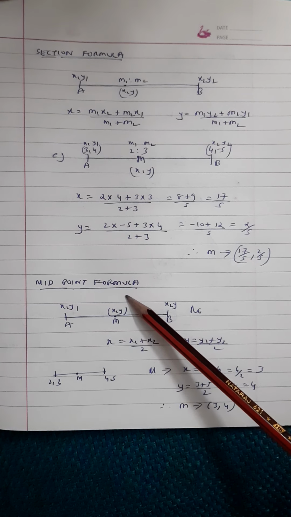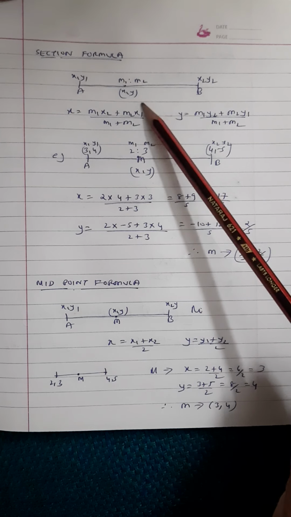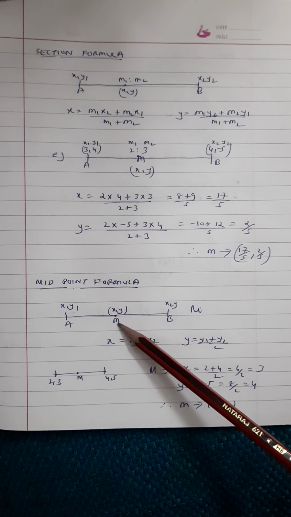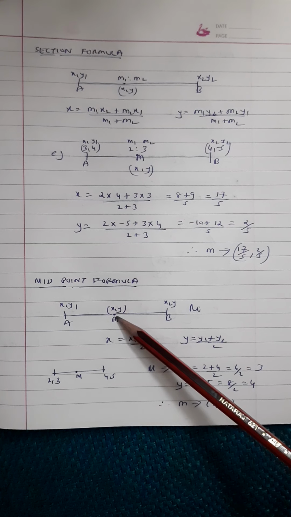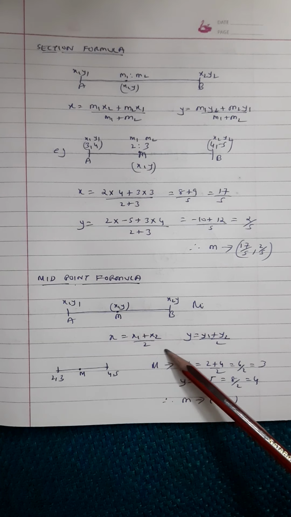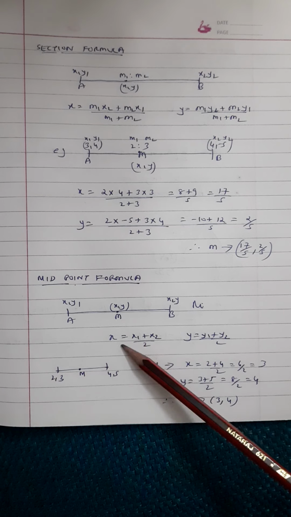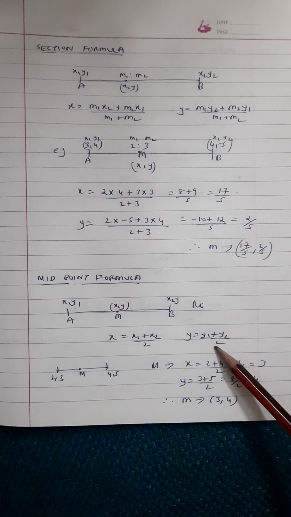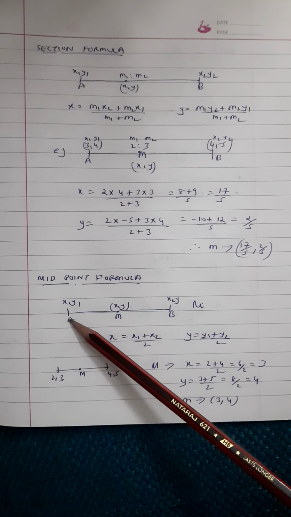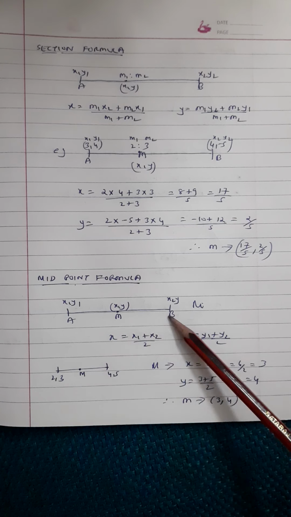This is called the midpoint formula. Now suppose it's in a particular ratio, then we'll use the section formula. But suppose the midpoint is given, that means it is a 1:1 ratio. Then we can directly find the coordinates of the midpoint by using the midpoint formula, that is x equal to (x1 plus x2) upon 2 and y is (y1 plus y2) upon 2. That means I am going to add x1 and x2 and divide by 2.